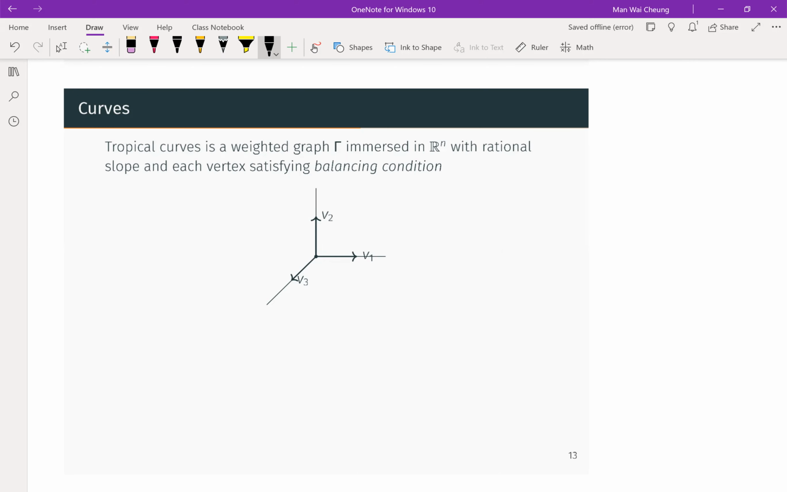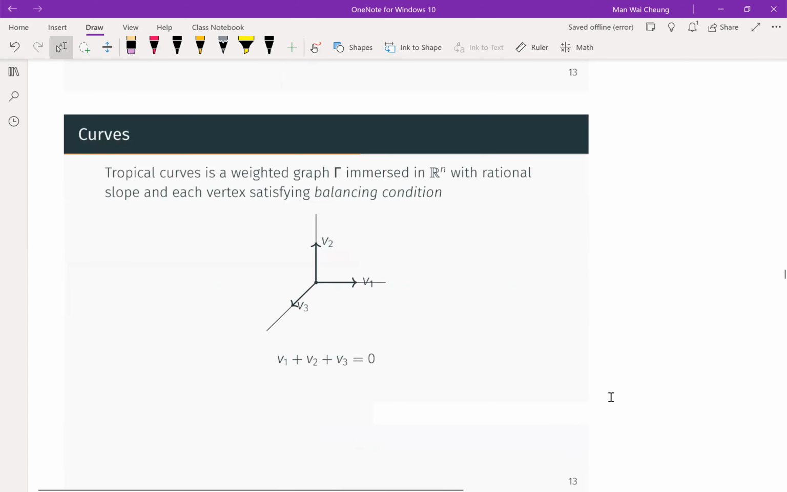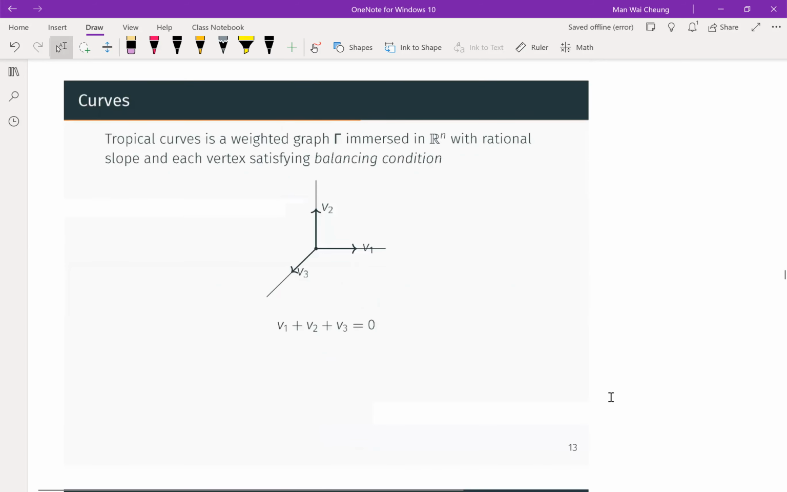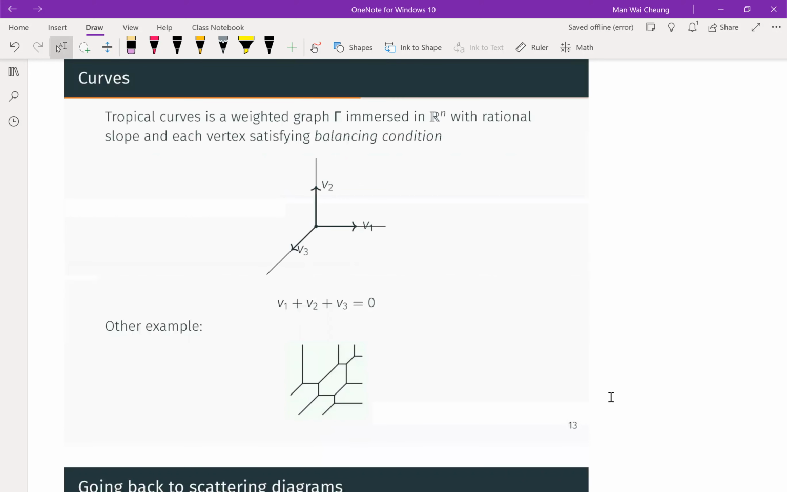Tropical curves are piecewise linear curves which satisfy some balancing conditions. So it is something like this, and at each vertex, we look at the directions of the edges that join that vertex, and summing up these 3 directions gives 0. There might be some weighting as well, but in this example there's no weighting. And one more example of a tropical curve would be something like this. So those are our tropical curves, some piecewise linear graph.